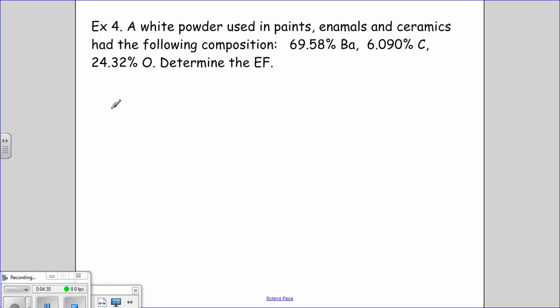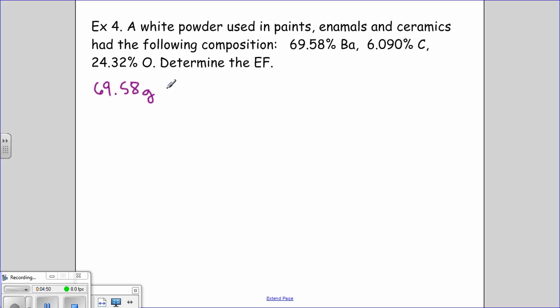Okay, so a white powder used in paints, enamels, and ceramics has the following composition, and it gives you all in percent. So you have barium, carbon, oxygen. So this is going to be a 3-element kind of compound. So we actually need to go ahead and take all these percents and turn them into grams.